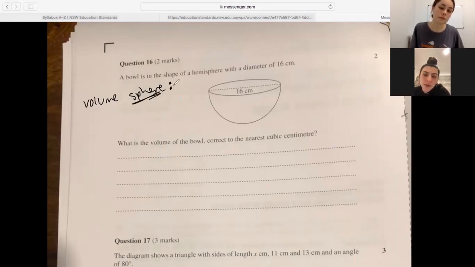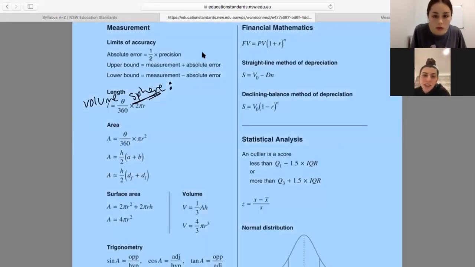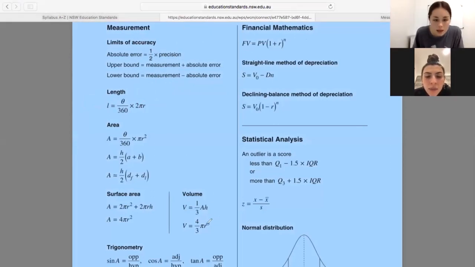How do I know which one's which? Okay, so you'll just have to, have you seen my reference sheet? Yeah, see where it says volume? Mm-hmm. Cool. So you'll just have to memorize them. But the numbers with the 4 in them are the spheres. And this one, the 1/3, I think that one is for a pyramid. Or a cone. I think it's a cone.